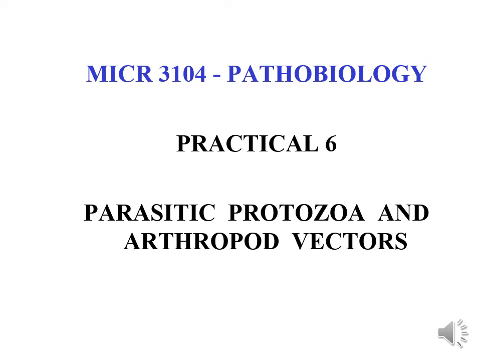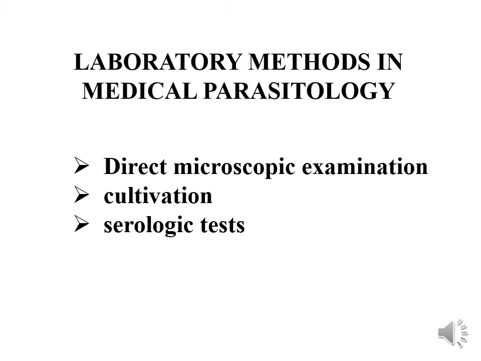So we have two practicals. The first practical, practical 6, is about parasitic protozoa and arthropod vectors. And the other one is going to be mainly about the bigger parasites, the helminths. Examples of nematodes, cestodes, and flukes, with some of their vectors or intermediate hosts.